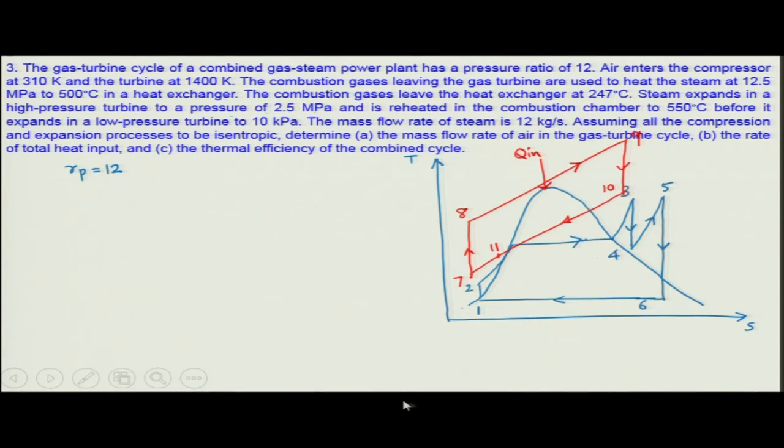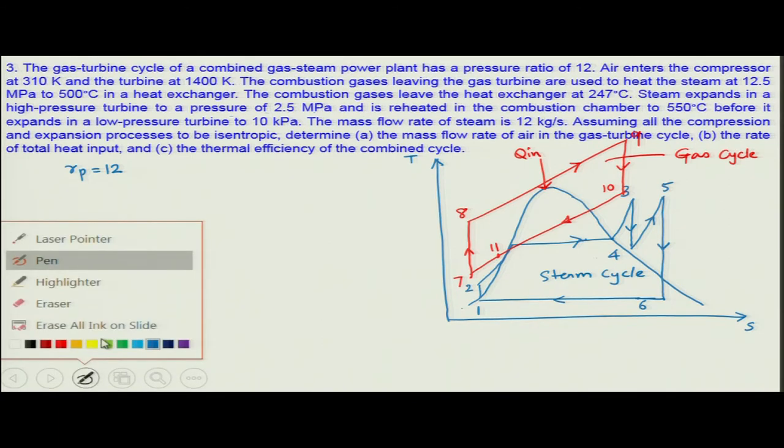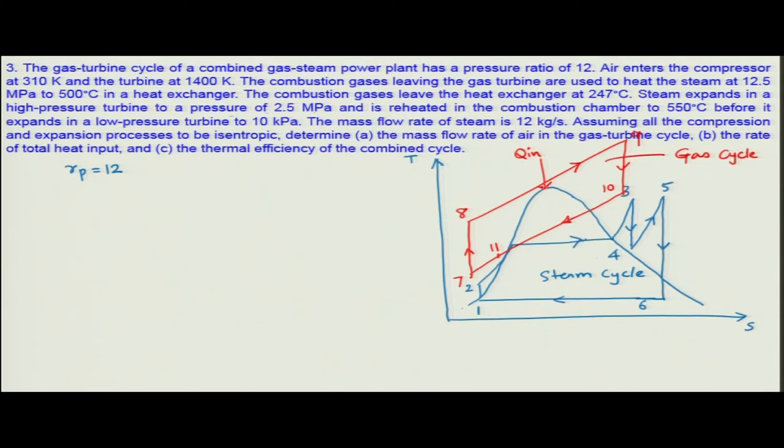Okay. So, this is the gas cycle and this is your steam cycle. So, it is a combined cycle operation. So, you are supplying thermal energy during the process 8 to 9, to the compressed air. Okay. So, 7 to 8 is the isentropic compression. So, there the air is entering the cycle at 310 Kelvin. So, basically T7 is 310 Kelvin and the turbine inlet temperature is given, that is T9 is 1400 Kelvin. Okay. So, these are given.